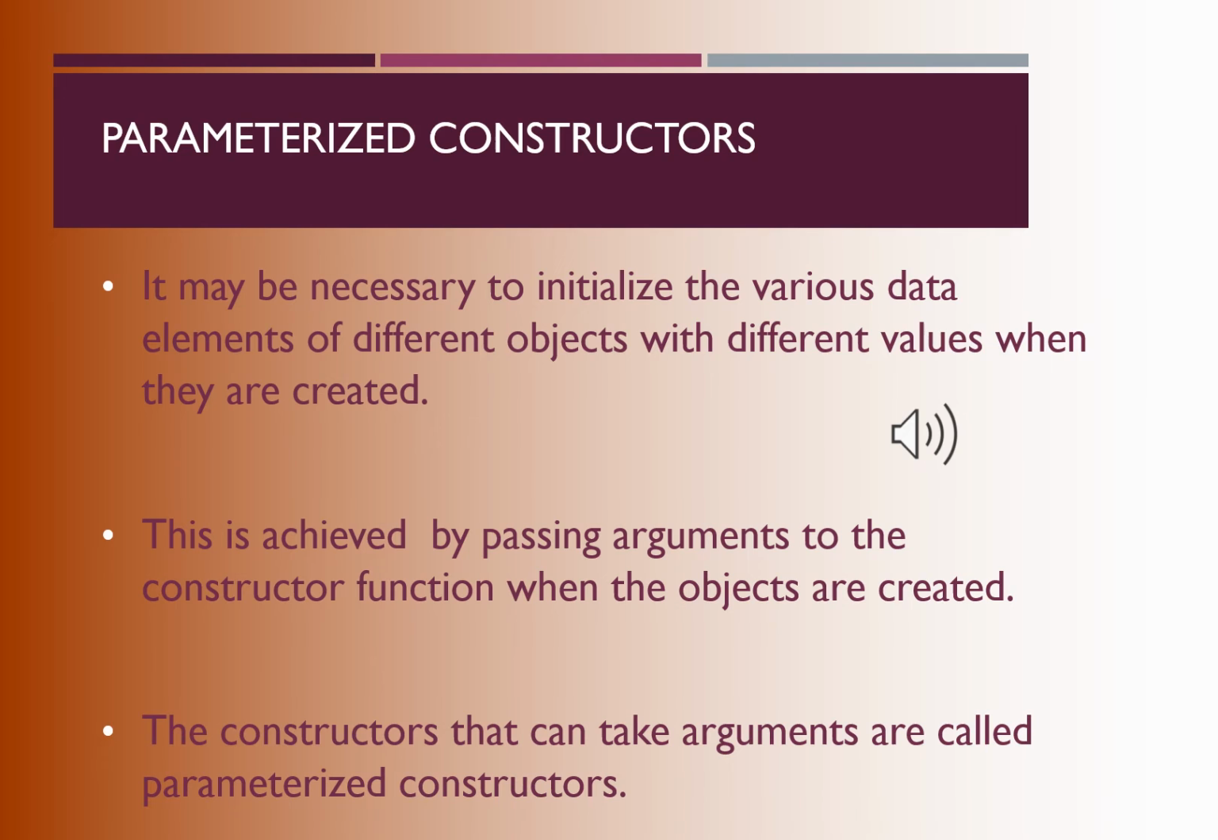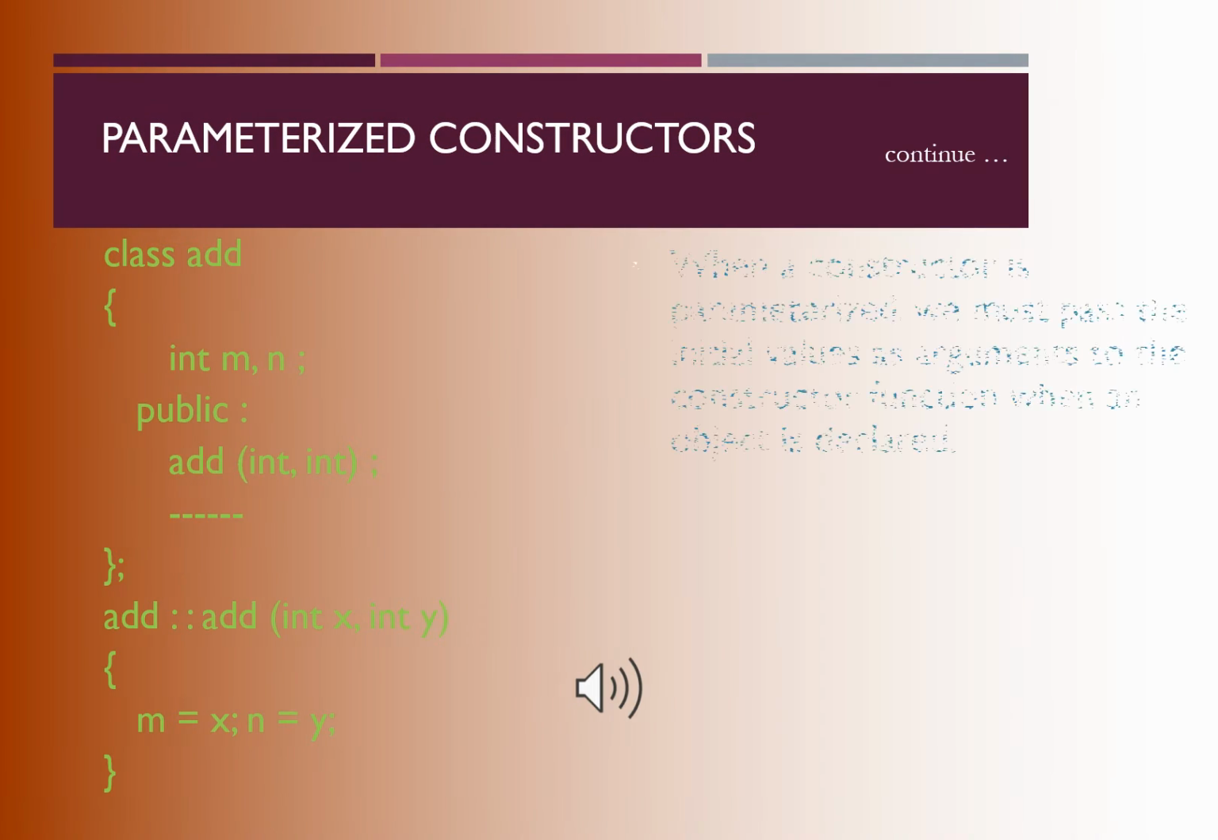Now we discuss the parameterized constructor. It may be necessary to initialize the various data elements of different objects with different values when they are created. This is achieved by passing arguments to the constructor function when the objects are created. The constructors that can take arguments are called parameterized constructors.